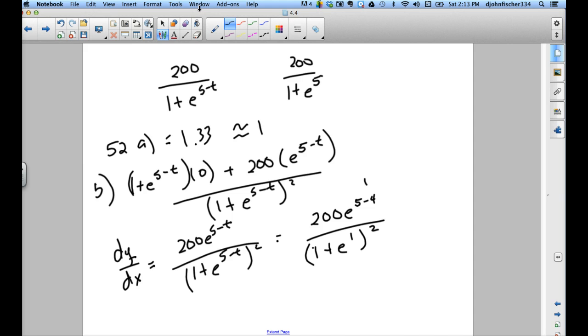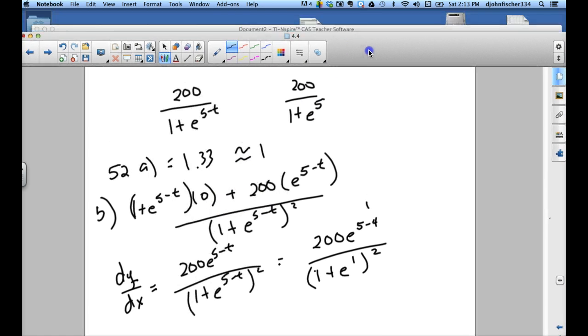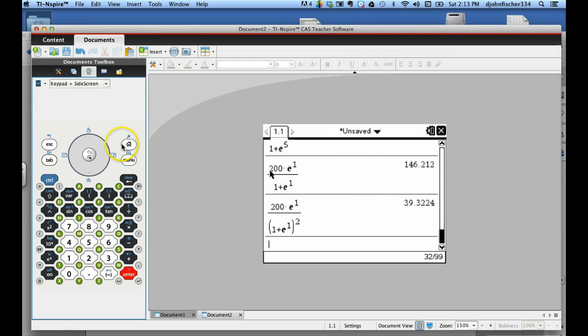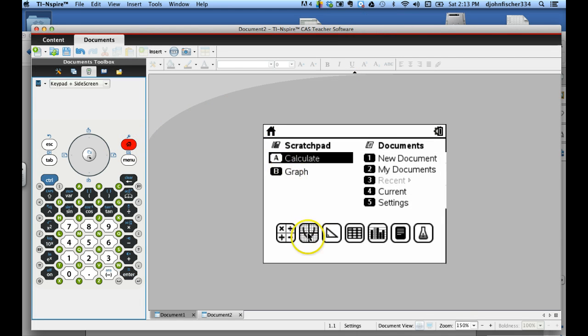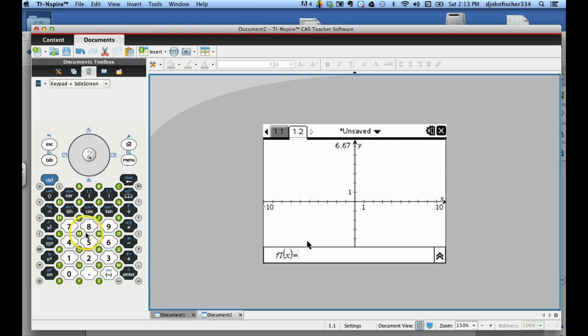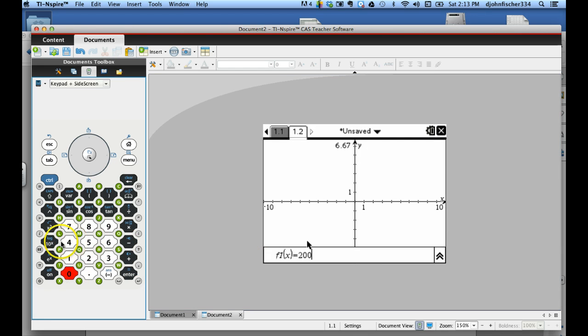Okay, when will the flu spread at its maximum rate, and what is the maximum rate? Well, that one's a little hard. We have to take the derivative of this again. So instead of doing that, I'm going to go to my calculator and enter a graph. I'm going to enter my derivative graph, which is 200 e to the power of 5 minus x divided by 1 plus, I think it was e to the 5 minus x, that whole thing squared.